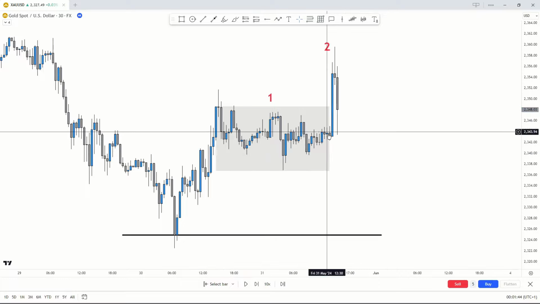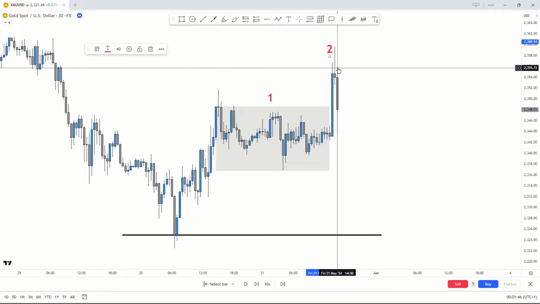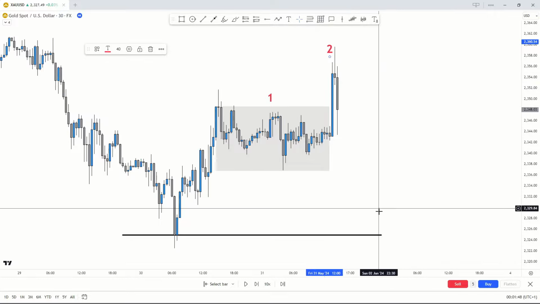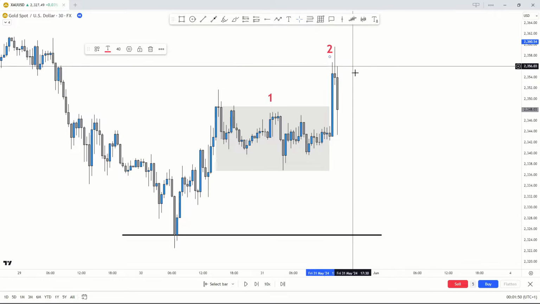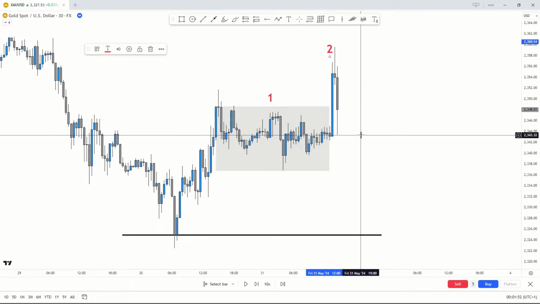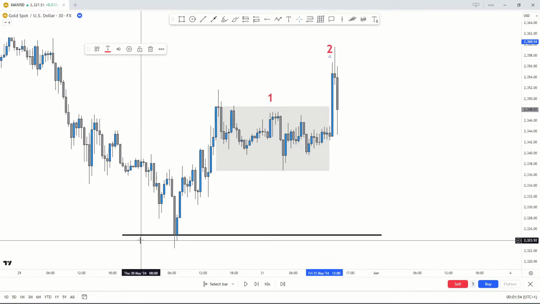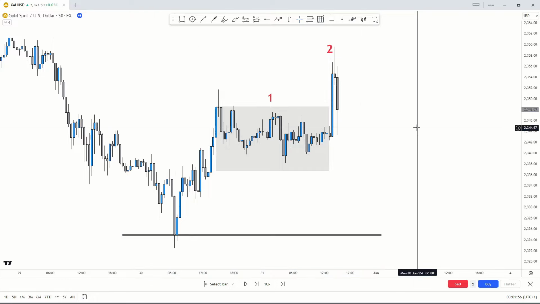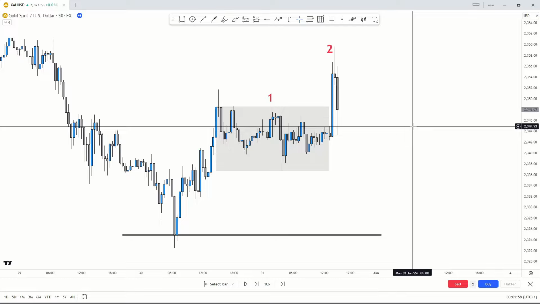After this big sweep, we are also expecting a very big and volatile drop towards the downside, leaving us with some fair value gap and supply zones, etc., and hopefully breaking through this low over here, which will be step 3 as well.